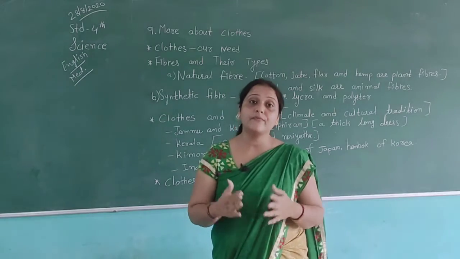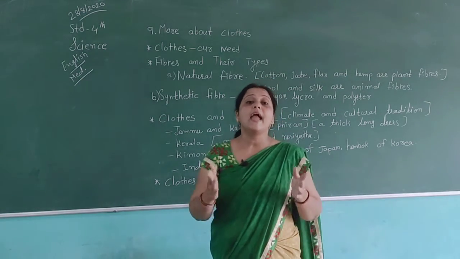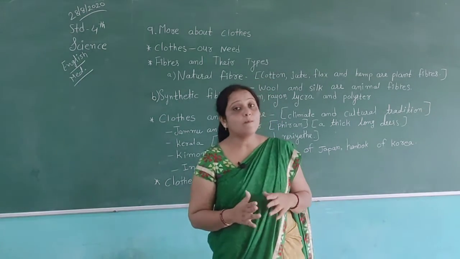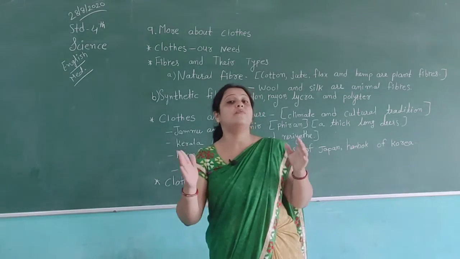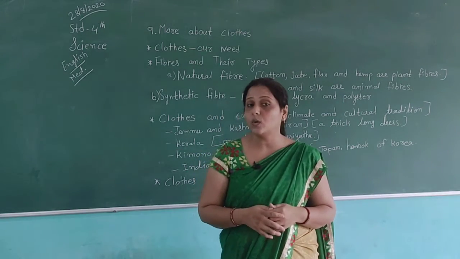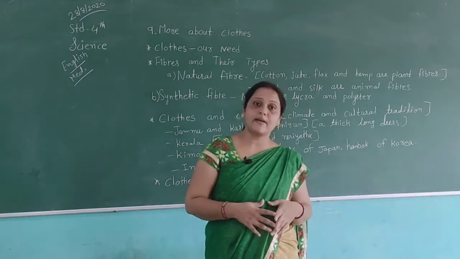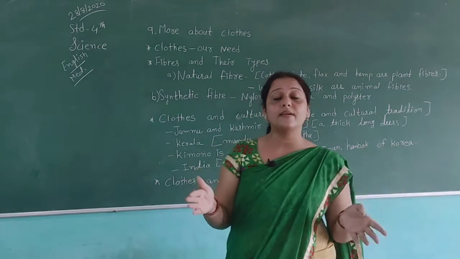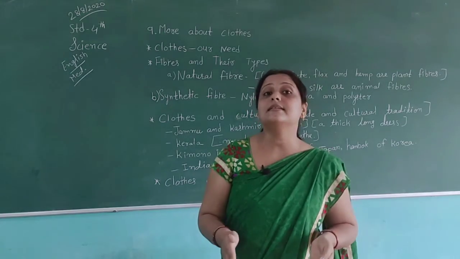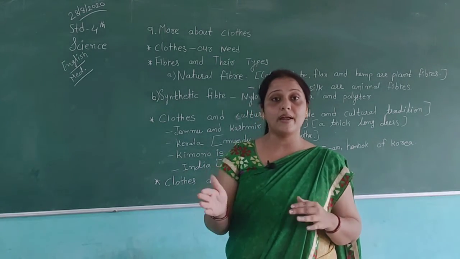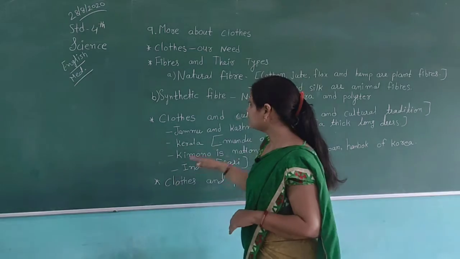They all need clothes to wear, and we get clothes from different types of fiber which are available to us. Which types of fiber? Natural fiber and synthetic fiber. Natural fiber means we get it naturally, and synthetic fibers are made by humans.